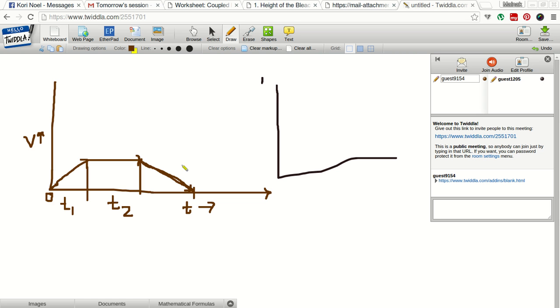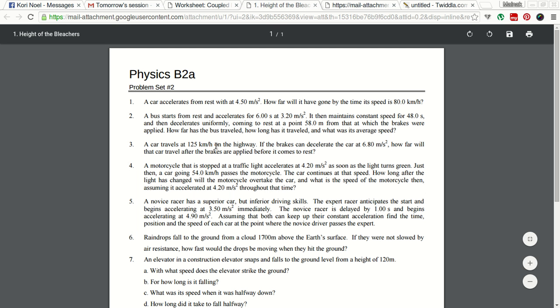Okay. So what happens is it covers 58 meter in this particular case, and then you have to match what are the quantities given. Car accelerates from rest, so we know the initial velocity. So what is it that it asks? How far has the bus traveled? All right.